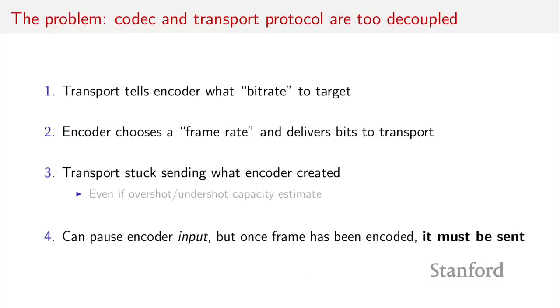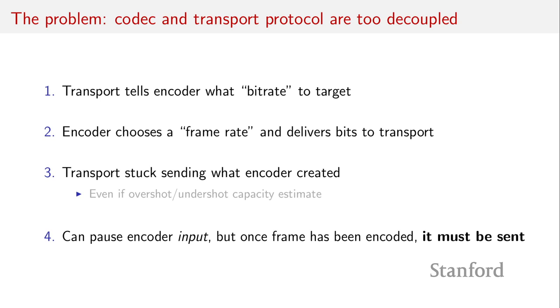What happens is that the transfer protocol can tell the encoder what bit rate to target. There's an estimate that the network has a certain bit rate. These systems started in the world of ATM, where you could reserve an isochronous delivery channel over the network and get a particular bit rate. You tell the encoder, okay, we've reserved 1 megabit per second, encode at that. And then the encoder, based on that, chooses its encoding parameters. It chooses a frame rate, it chooses a quantizer, some quality setting. And then the transport protocol is stuck sending whatever the encoder created, even if it overshoots or undershoots that capacity.